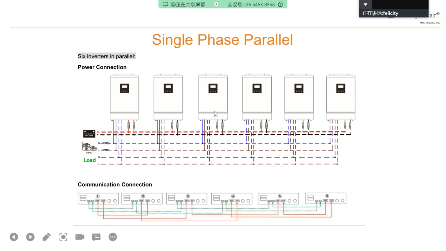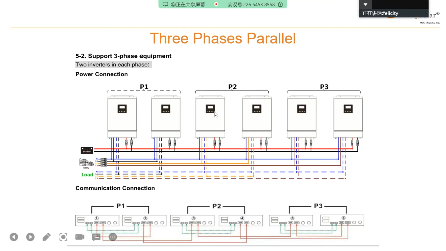But later I will show you the installation steps. It will have more details than the user manual. And this is three phase. You can see here P1, P2, P3 means phase 1, phase 2, phase 3. And here is the communication cable connection, and the parallel current sharing cable. This green one is the current sharing cable. You can see here I use the same battery group and select a different phase of the AC input, then output three phase, neutral, L1, L2, L3.